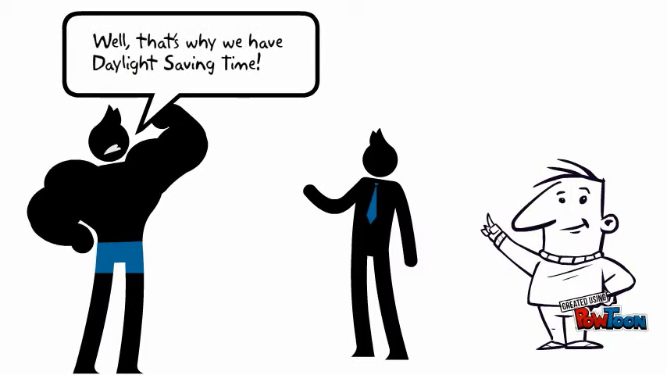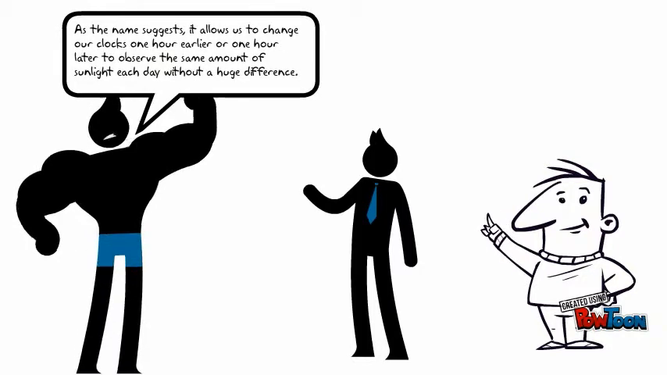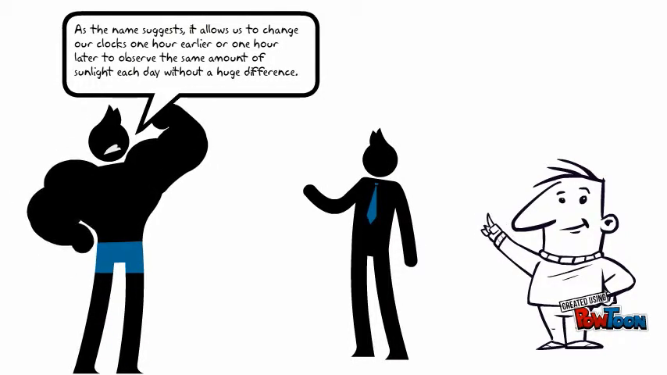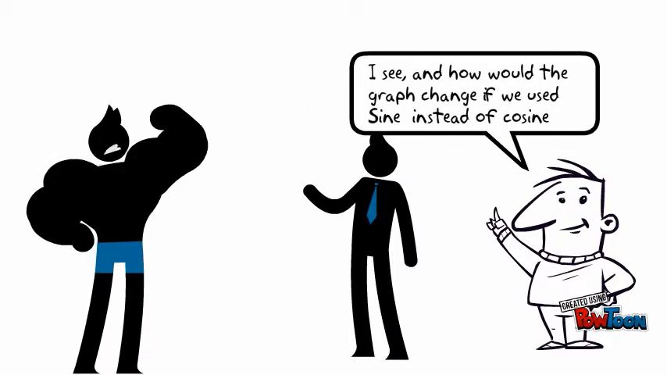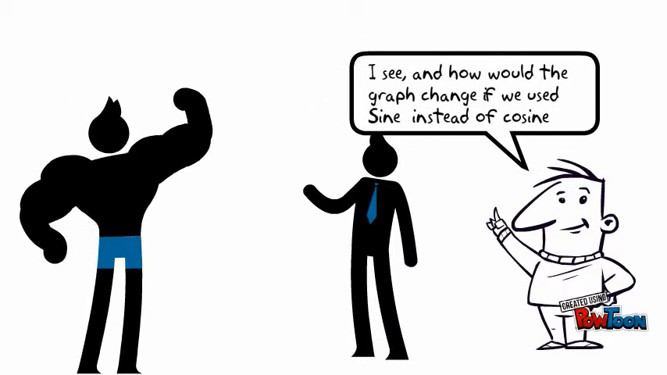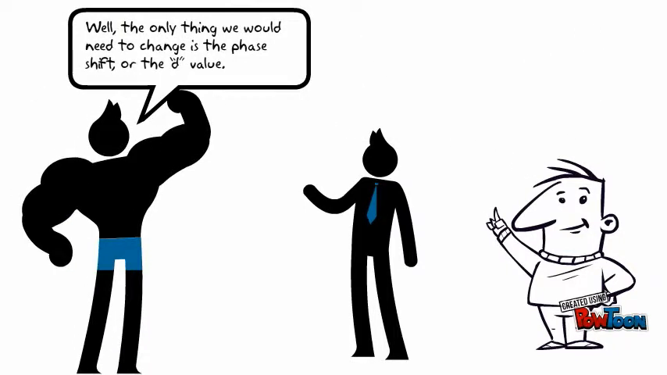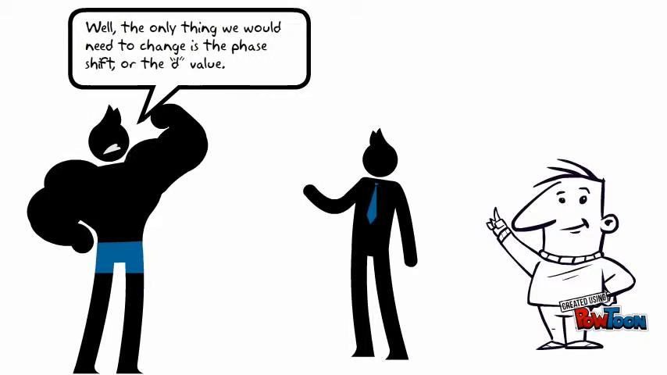Well, that's why we have daylight saving time. As the name suggests, it allows us to change our clocks 1 hour earlier or 1 hour later to observe the same amount of sunlight each day without a huge difference. I see. How would the graph change if we used sine instead of cosine? Well, the only thing we need to change is the phase shift, or the D value.